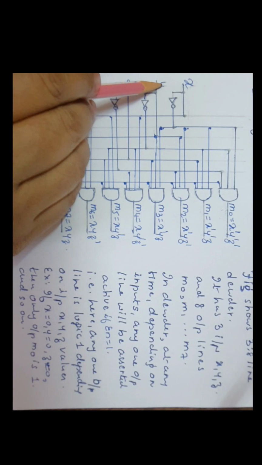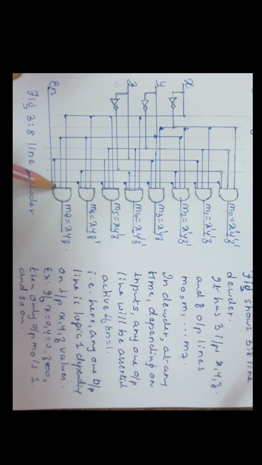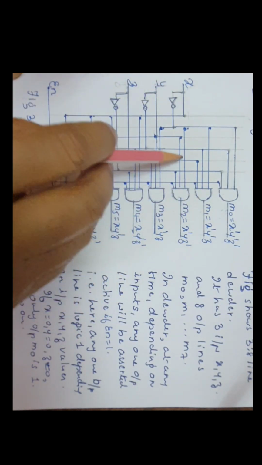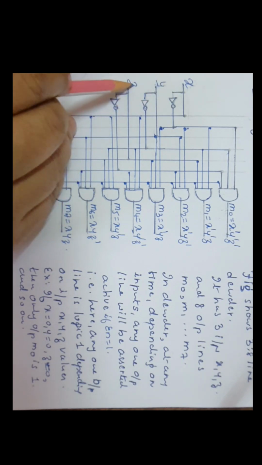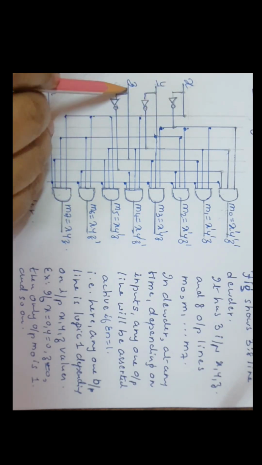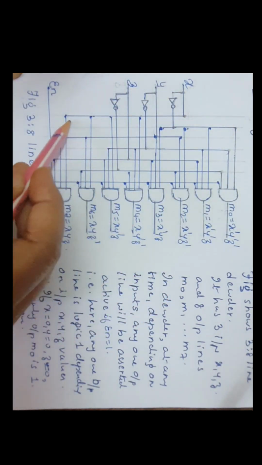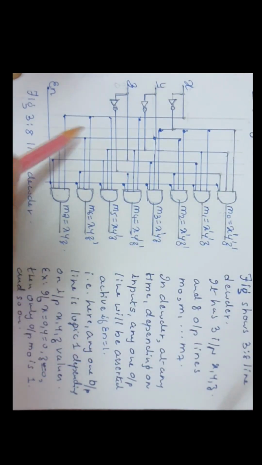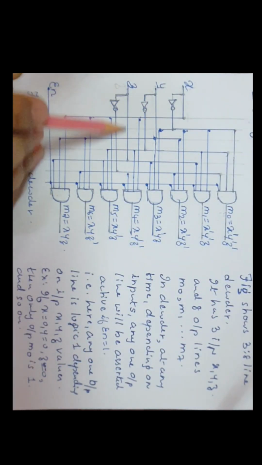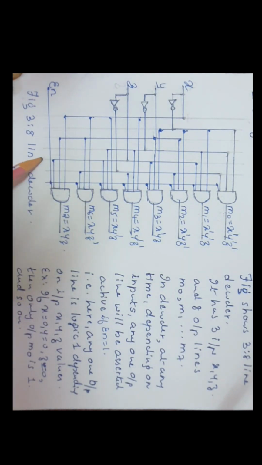After drawing 3 inputs here and 8 AND gates, how to draw the remaining circuit? So these are X, Y, Z. X is coming here, Y is coming here, and Z is coming here. 3 input lines are taken.